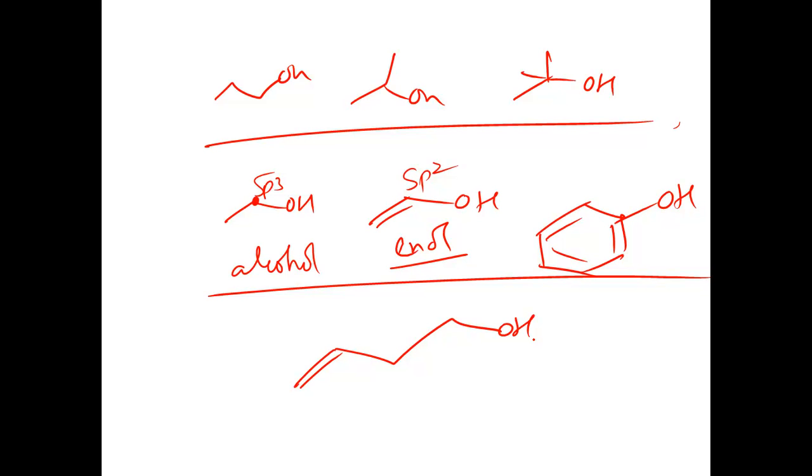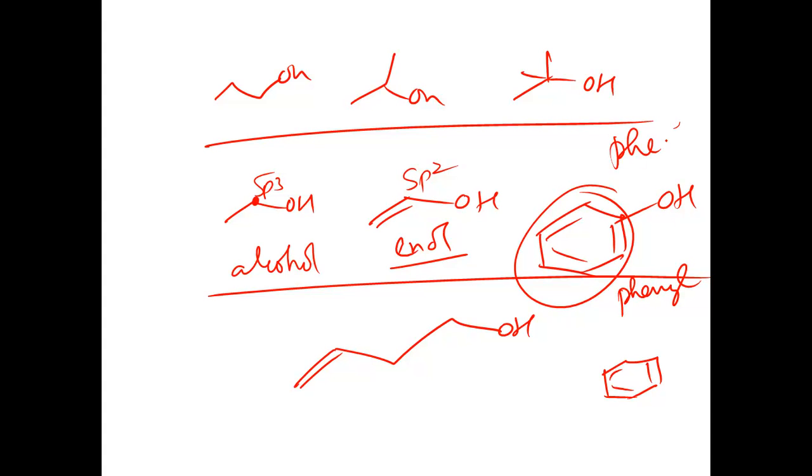This is a simple alcohol. And if the hydroxy group is attached to a phenyl group or any other aromatic group for that matter, it doesn't have to be phenyl. This is called phenyl when it is a substituent. The benzene ring, when it becomes a substituent on something, is termed a phenyl group. So that alcohol is called a phenol.